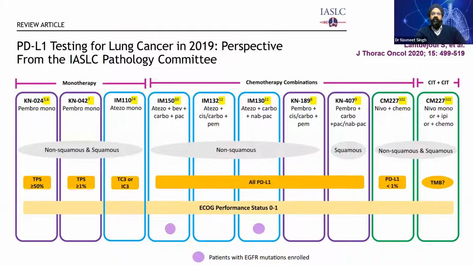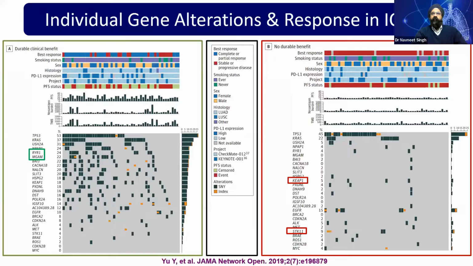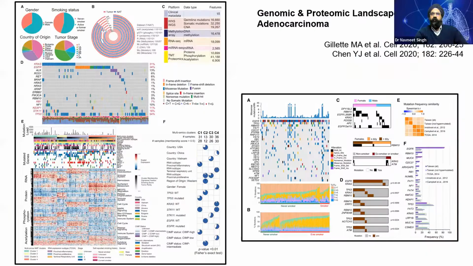And lastly, one knows that PD-L1 is the most important biomarker for immunotherapy. However, we need to realize that there are individual gene alterations which determine the response for immunotherapy in addition to PD-L1. And this is all going to become an increasingly complex story as the times go by. And this is going to be the genomic and proteomic landscape of lung adenocarcinoma in the times to come. And so with that, I'd like to end my talk.